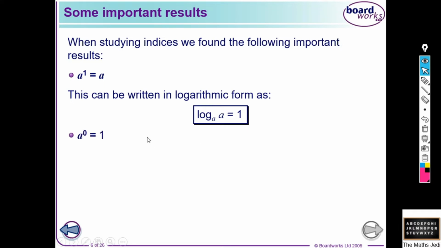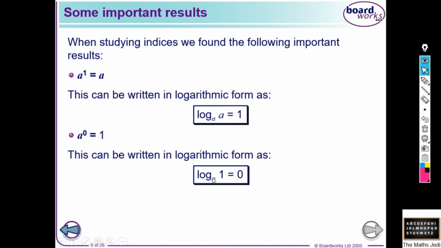What other rules did we learn? We learned that a to the power of 0 is 1. Anything to the power of 0 is 1. So again, a is the base, the outcome this time is 1, but the power was 0. In logarithmic form, the log of 1 to any base is 0. The log of 1 to any base is 0.